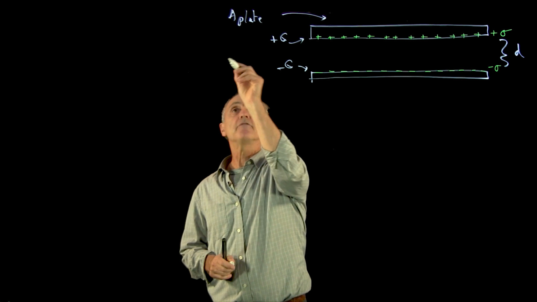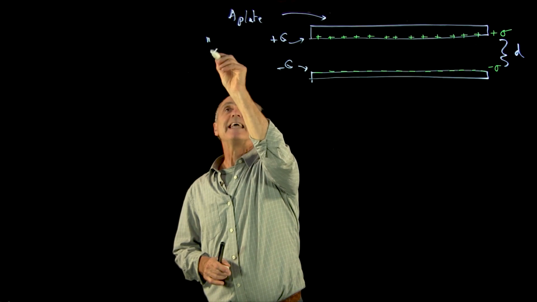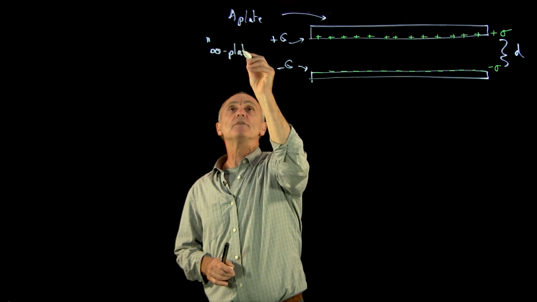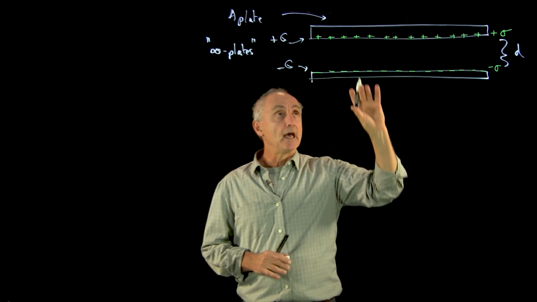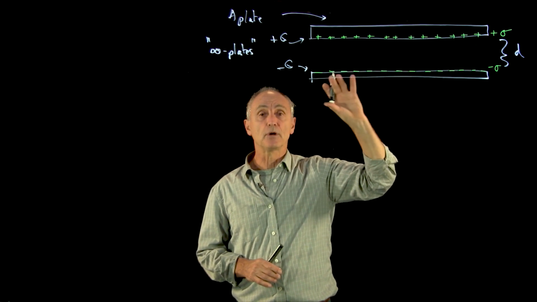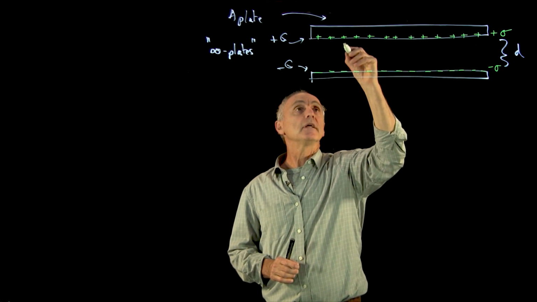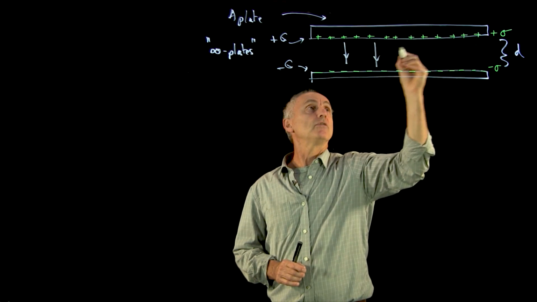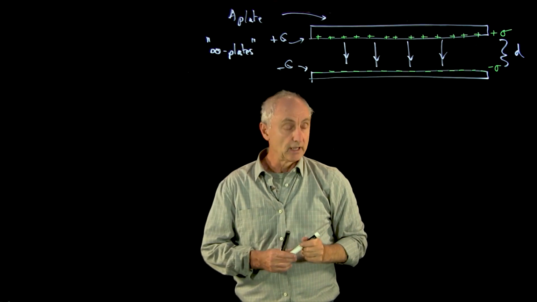Now, what we'll do is we'll have very long plates. So these are, quote, infinite plates. And the reason for that is we can neglect edge effects. For a real capacitor, it's a little more complicated, a parallel plate capacitor. But for the moment, we can neglect edge effects. And we can calculate the electric field between the plates then by using Gauss's law.